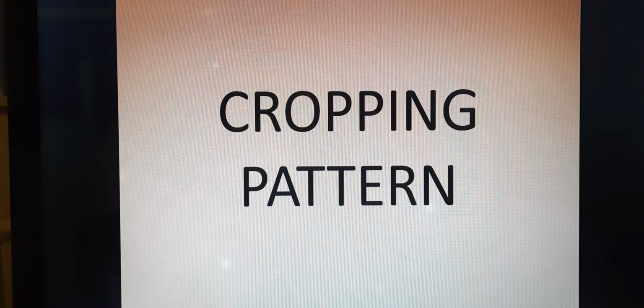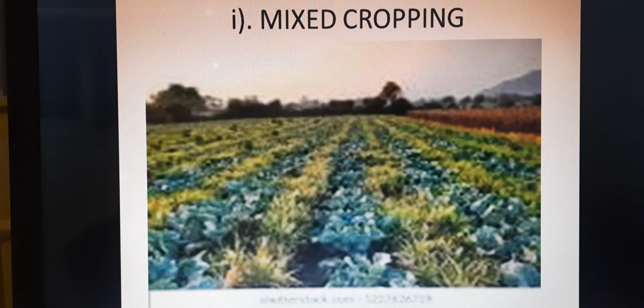Now the most important topic is cropping pattern. How will we do the cropping? You see this is mixed cropping. Different types of food materials and different types of plants need different types of nutrition. Like some plants need nitrogen, some plants need phosphorus, some plants need potassium. So if we mix the plants in any pattern and grow them in the field, it will give us good production. Some plants will take nitrogen, some phosphorus, some potassium, and their harvest period is also different.